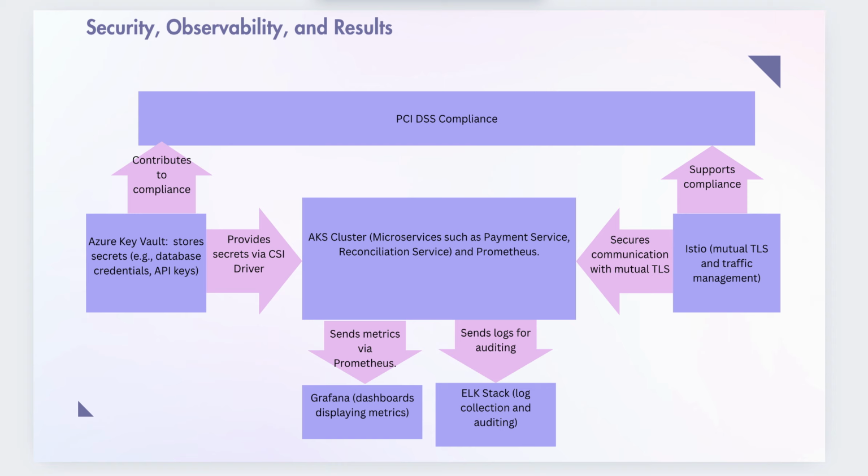Istio enforces mutual TLS for encrypted communication between microservices, protecting data in transit within the AKS cluster. It also provides traffic management and policy enforcement with virtual services defining routing rules, enhancing security and reliability for transaction processing.